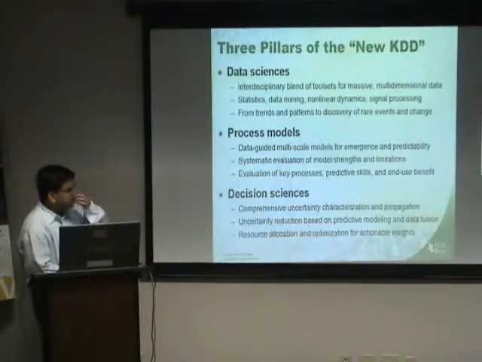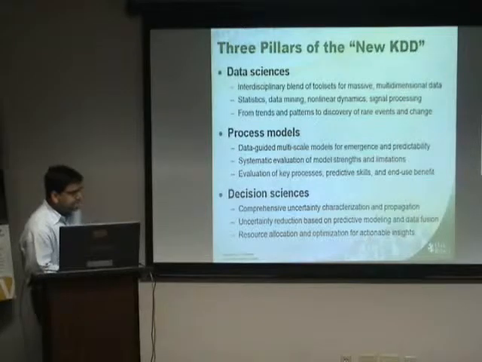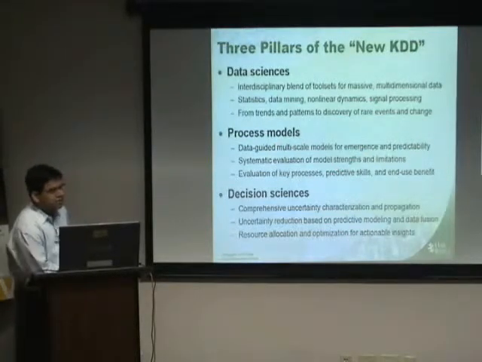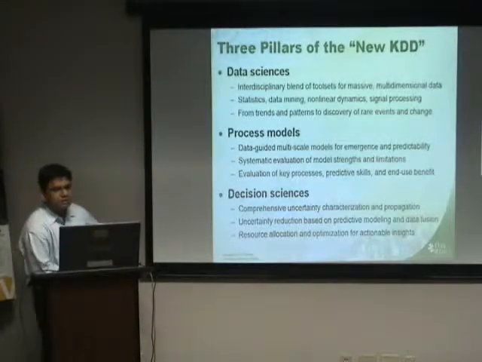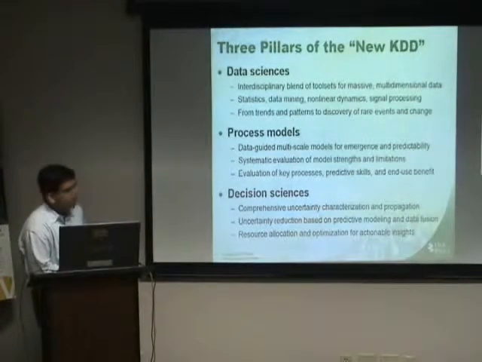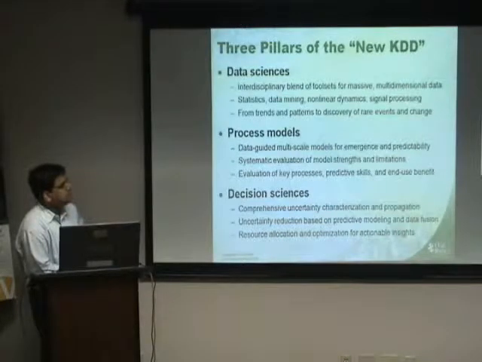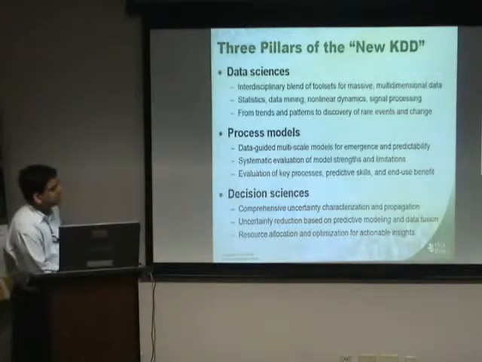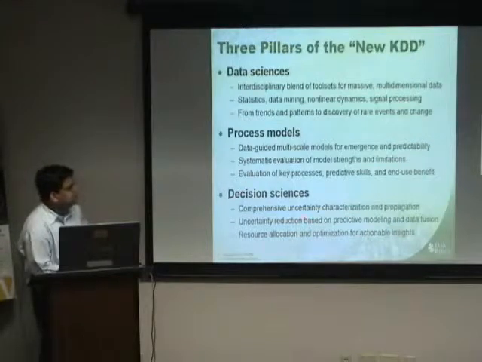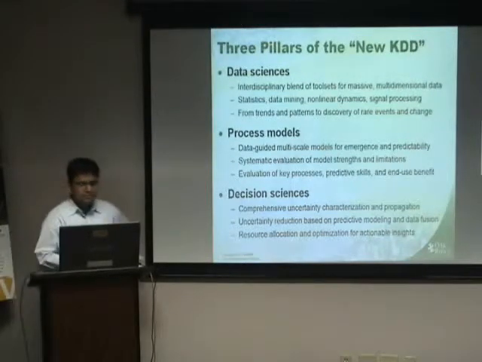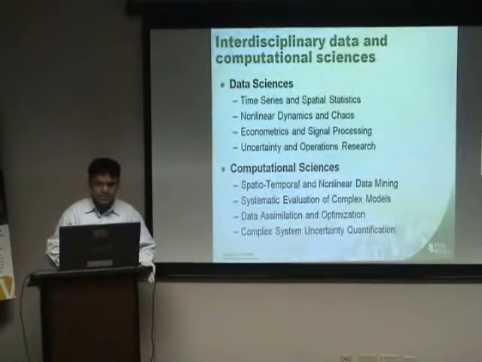Second, process models, which would deal in this context with situations where the physics may be somewhat well known to not very well known, but you have to infer this from data. So understanding things like emergence, or the ability of models to provide surprising behavior versus predictability, and systematic evaluation of model strengths and limitations, leading to uncertainty characterization as well as uncertainty reduction where this is possible, and hopefully some guidance for policymakers.